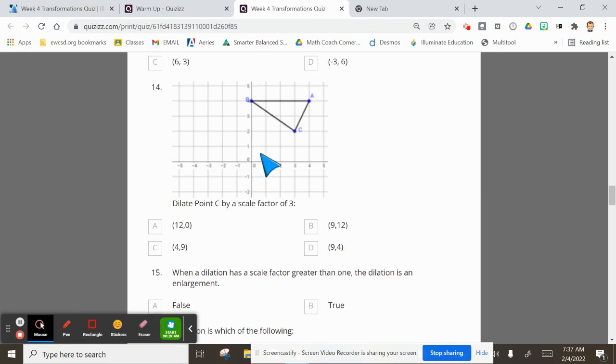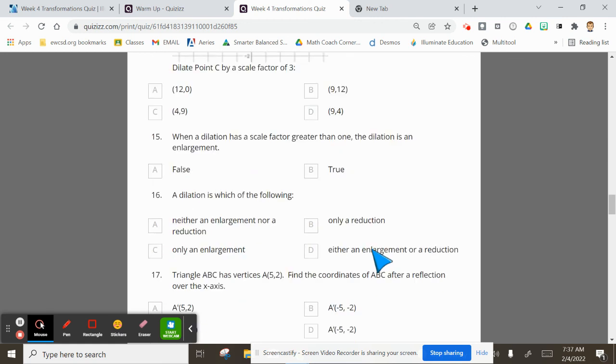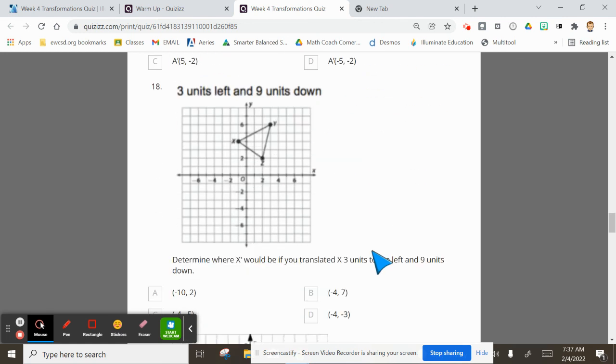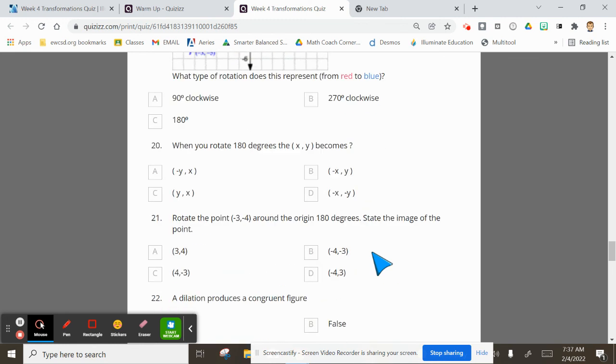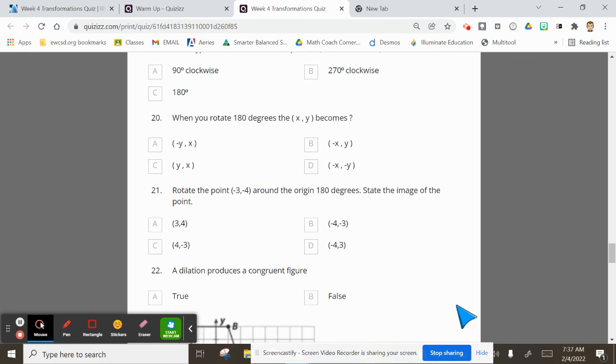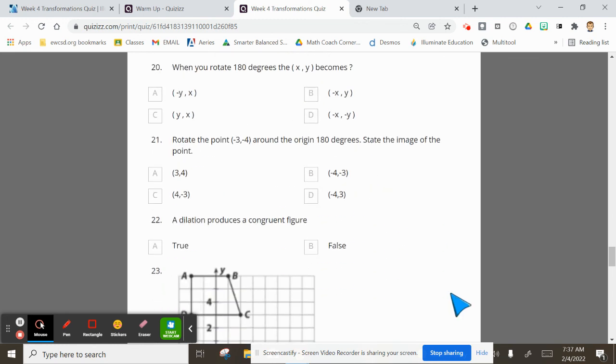Scale factor of 3, point C. There's point C. Do it with a scale factor of 3. All right, I think you guys are going to do great on this. I'm hoping that I see some really good data. I'm going to give you a warm-up quiz, a live quiz, for you guys to take first. Do the best you can on that.